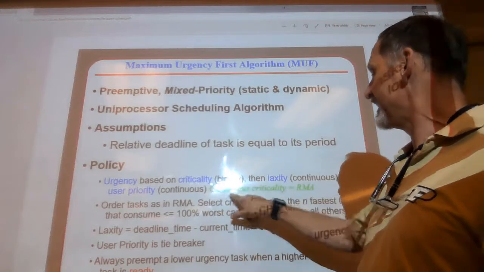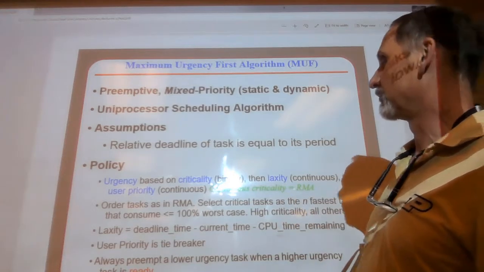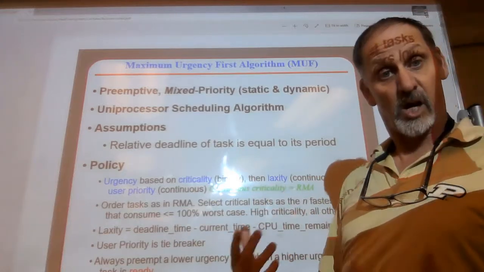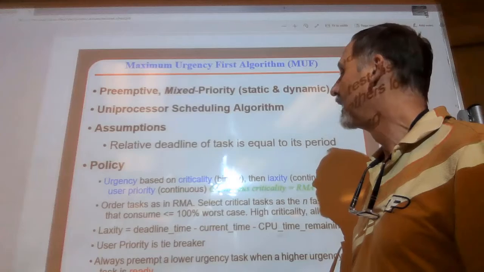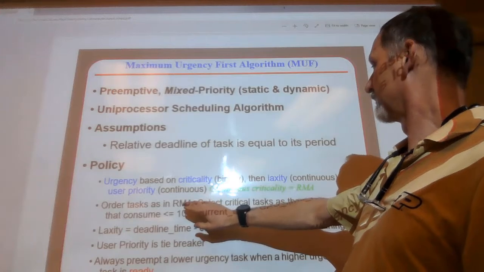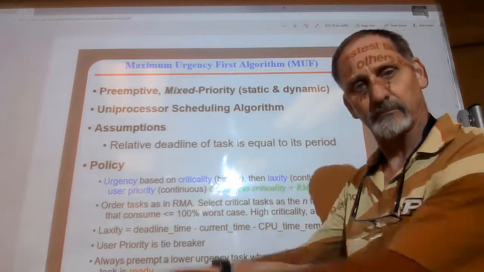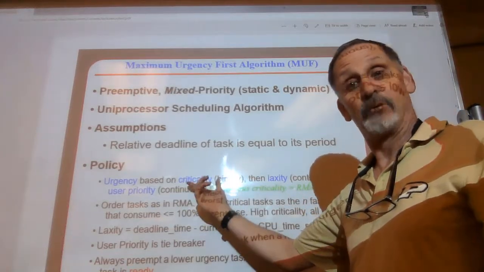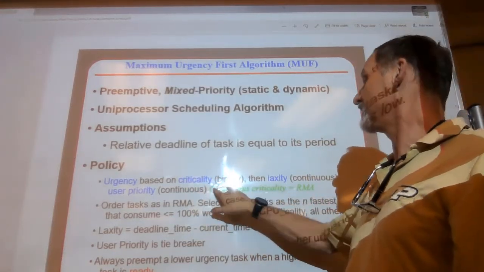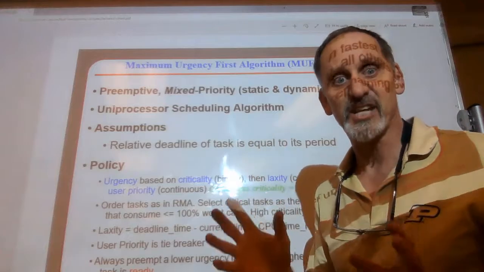And the continuous criticality is basically rate monotonic order. In other words, if we set the priorities like RMA, then we'll get the equivalent. When we have a criticality that is binary, we can also use a continuous criticality measure, but that's just going to give you the equivalent of RMA. This is how MUF is different.